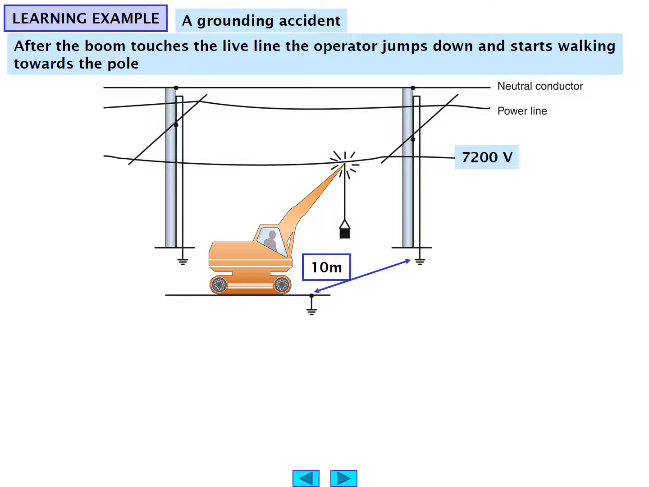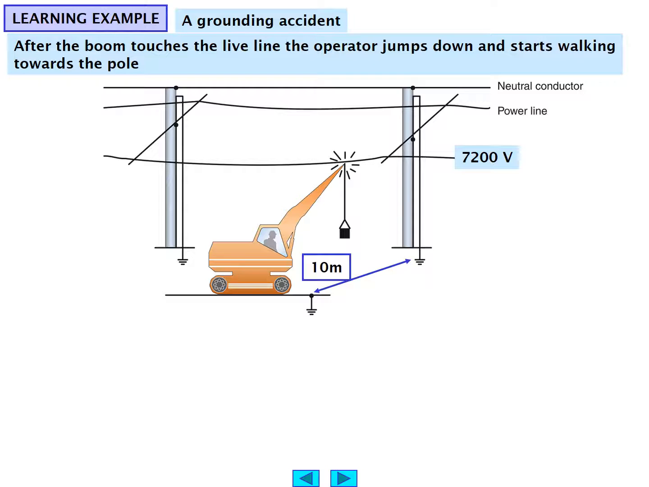Another learning example, a grounding accident. Unfortunately, this happens a lot. We have a power line, a neutral conductor, a power line, and another power line. And we have a device, maybe like in this case it shows some sort of a crane, which goes along and happens to touch the 7,200 volt power line and provides an alternative path to ground as a result, which is through the crane.